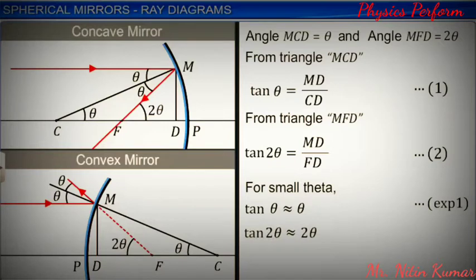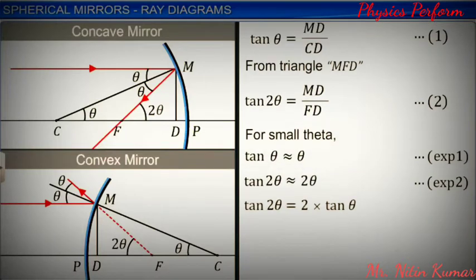From expressions 1 and 2, we can write that tan 2 theta is equal to 2 into tan theta. On substituting the values of tan theta and tan 2 theta from equations 1 and 2, we get MD by FD is equal to 2 into MD by CD. Or CD is equal to 2 into FD. Let this be equation 3.